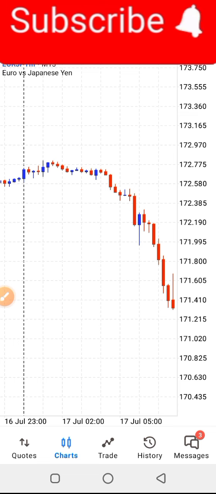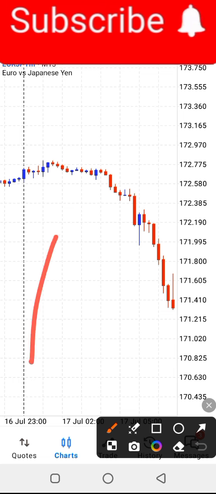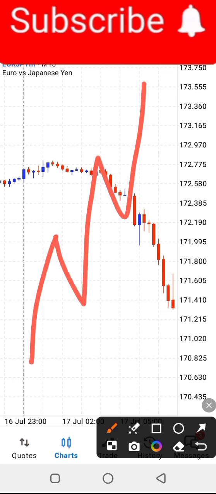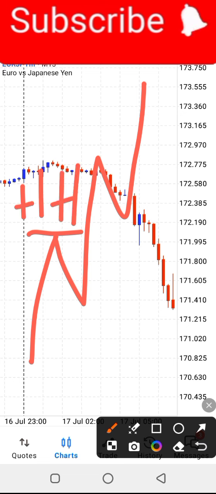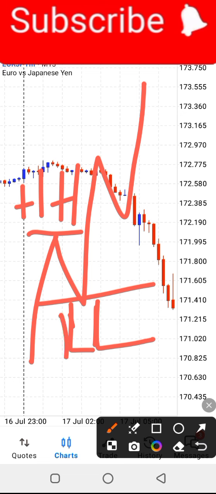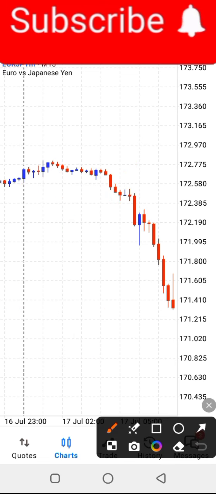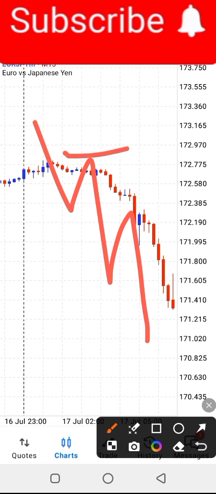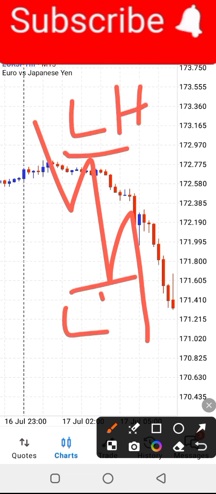The very first thing you need is to understand what a pullback is. So when the market is moving in an uptrend, you're going to have higher highs and higher lows like that. This being your HH, your higher high, while this is going to be your HL. So you're going to have higher highs and higher lows following each other like that in an uptrend. And when you have a downtrend, you're going to have lower highs and lower lows. This being your LH, your lower high, while this is going to be your lower low.